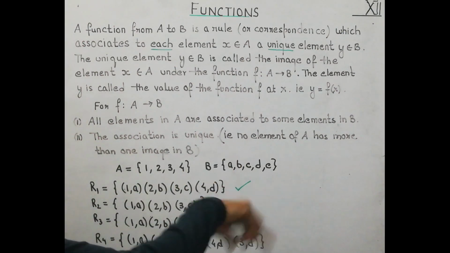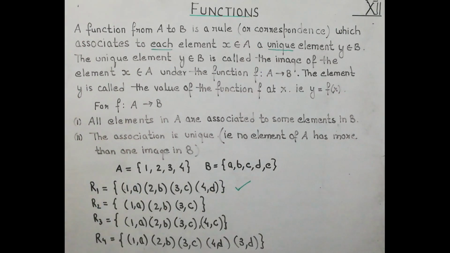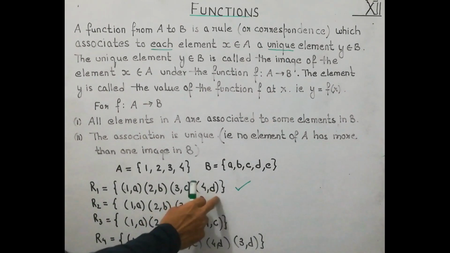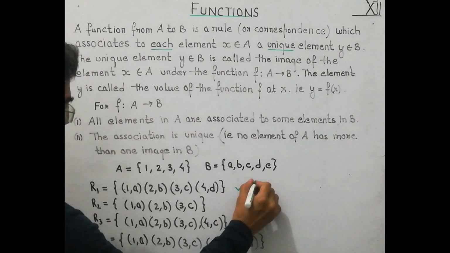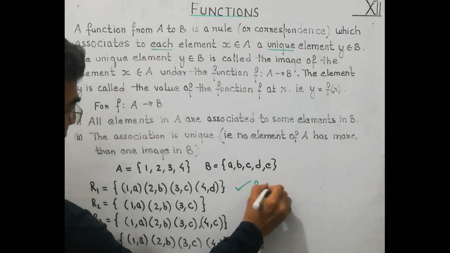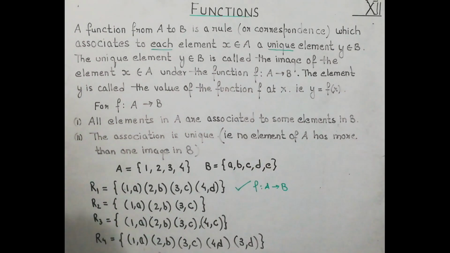If you draw the mapping diagram, you will find that all the elements will be associated and none of the elements will have two images. So this relation is a function. So this is a function from A to B.